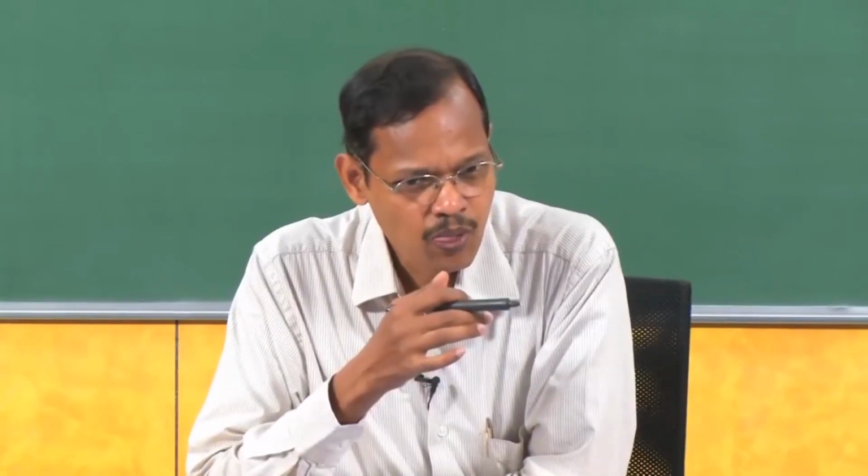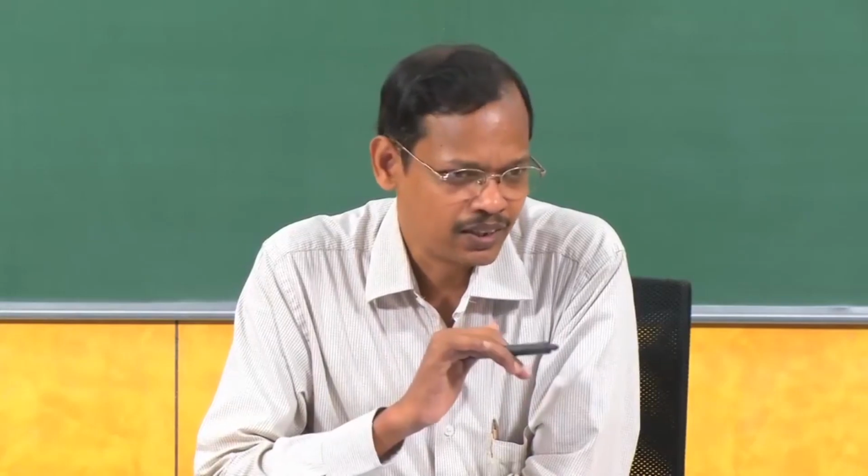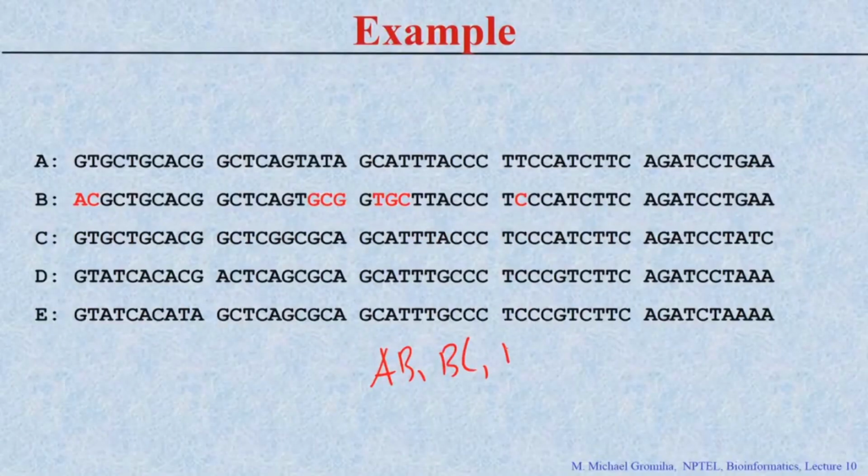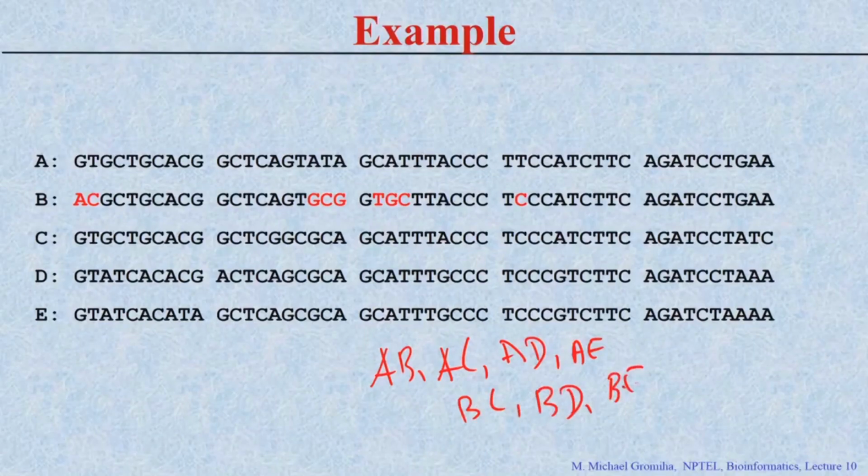Distance between all possible pairs: A and B, A and C, A and D, A and E, likewise BC, BD, BE, CD and CE, and DE. All the possibilities. We get the numbers. From these numbers, which pair is close to each other?